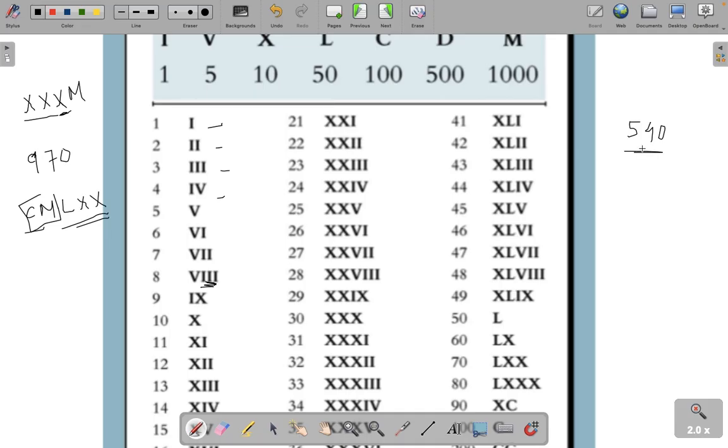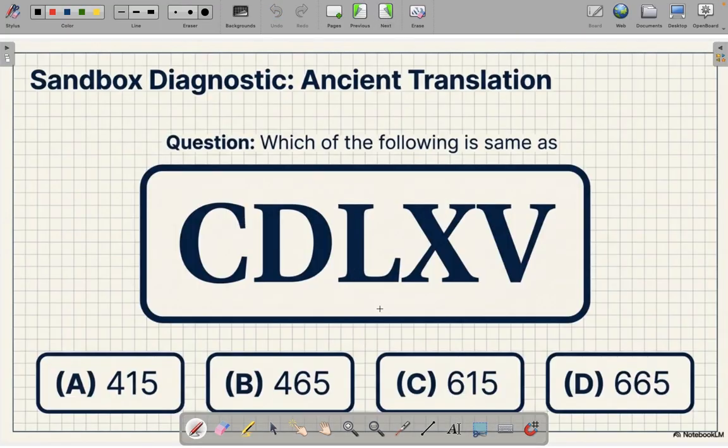How to represent 540? Sir, DXL. So DL will be 550, so just add 1 X before. Okay. So which of the following is same as this? C, D, L, X, V.